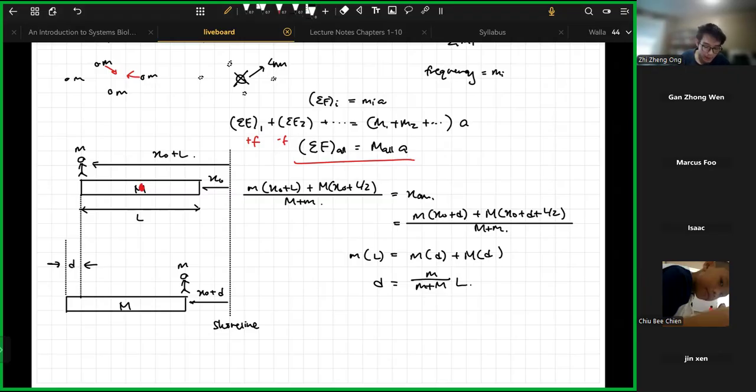Would you just say that around this point is where the center of mass lies? Yeah, something like this.